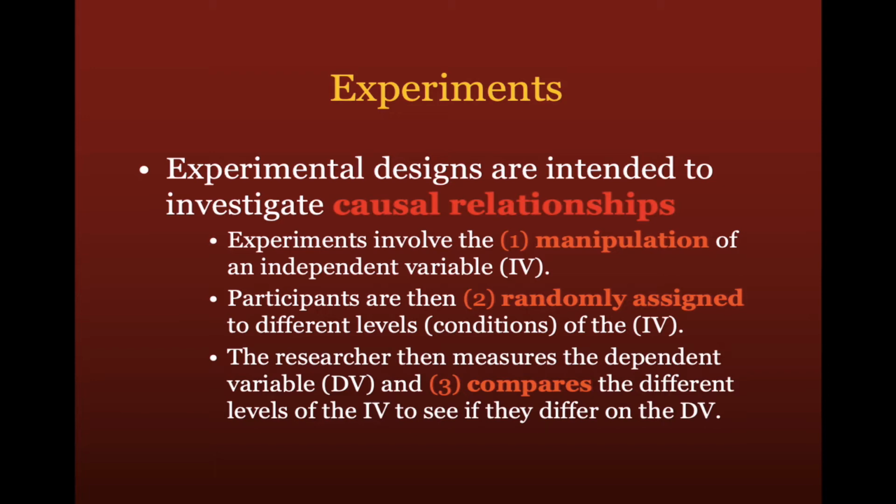And the goal of random assignment is to create equivalent groups prior to their exposure to the independent variable. Then after they're exposed to the different levels of the independent variable, you compare the means of those levels to see if they differ. If they significantly differ, that indicates that the independent variable had an effect on the dependent variable. If the means of those conditions don't differ, then that indicates that the independent variable didn't have an effect on the dependent variable.